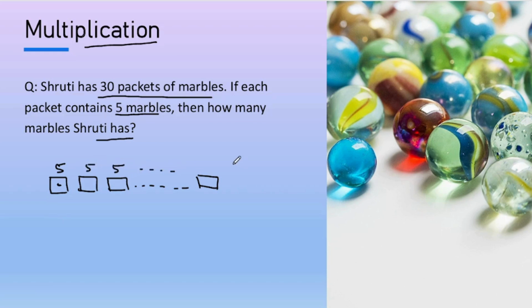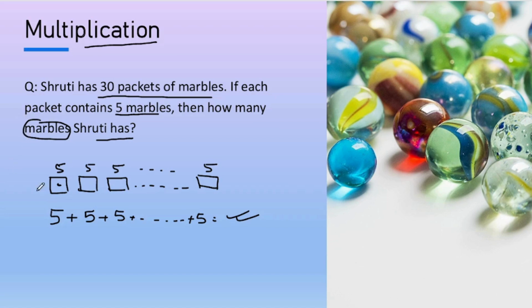Like that, each packet is having 5 marbles. So इसको अगर सॉल्व करना है तो इसका क्या मतलब हुआ? 5 मार्बल्स यहाँ, दूसरे पैकेट में 5 मार्बल्स यहाँ, तीसरे पैकेट में 5 मार्बल्स यहाँ, लाइक दिस। और 30 पैकेट्स में जो मार्बल्स हैं वो टोटल अगर हम लोग इतना ऐड कर देंगे तो जो नंबर आएगा उतने मार्बल्स टोटल श्रुति के पास होंगे। सो एक्चुअली हम लोग क्या कर रहे हैं?